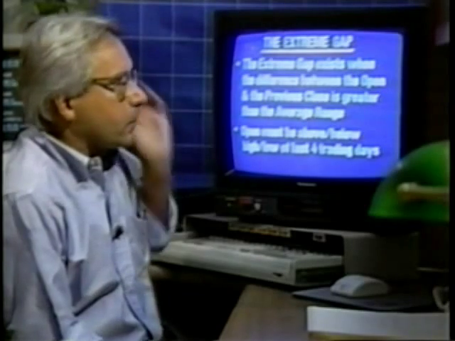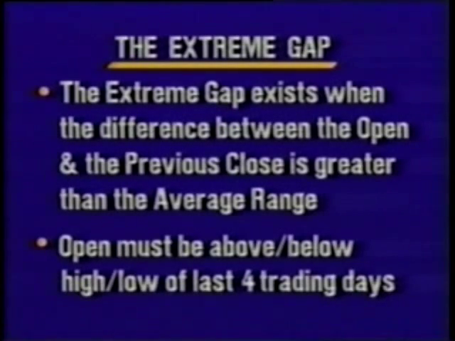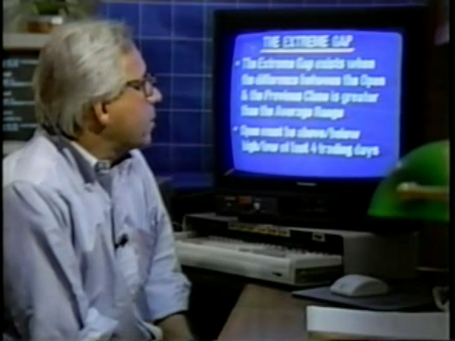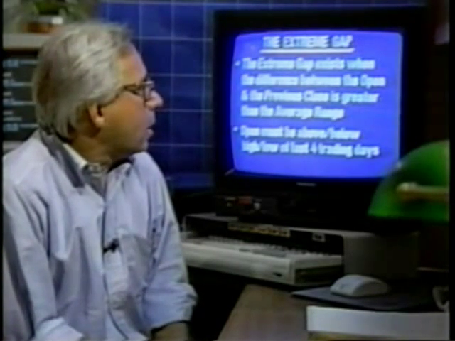Now we have the two types of gaps, the extreme gap and the normal gap. The definition: the extreme gap exists when the difference between the open and the previous close is greater than the average range. And we're talking here about yesterday and today, only 2 days. The difference between the open and the previous close is greater than the average range. We know how to calculate the average range. We know what the previous close is, and now we know after the open today what the open is. So it's relatively simple to do this calculation.